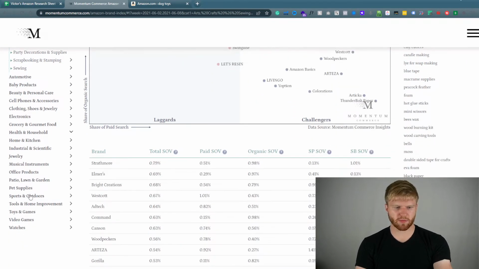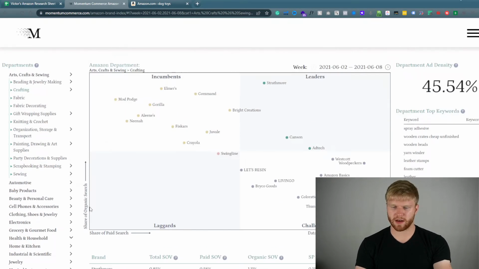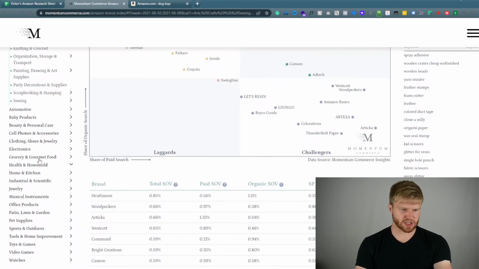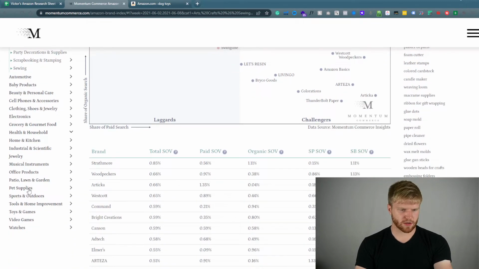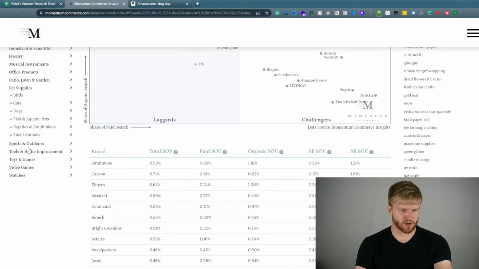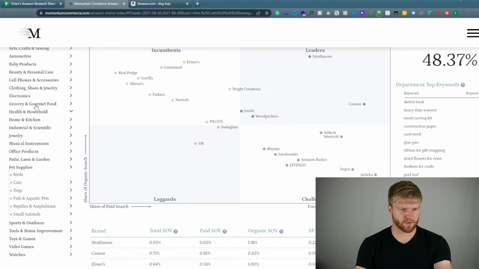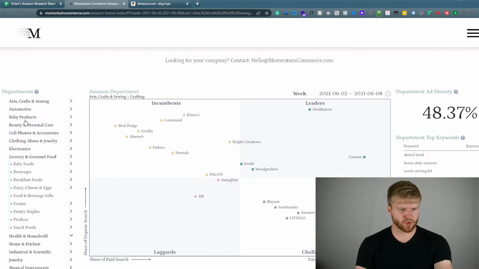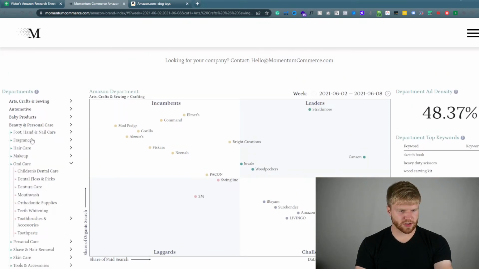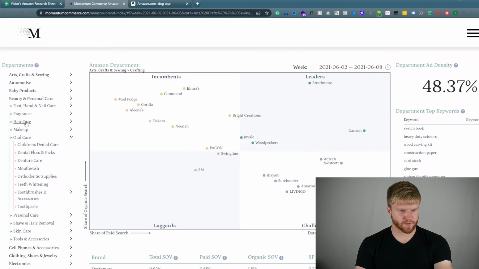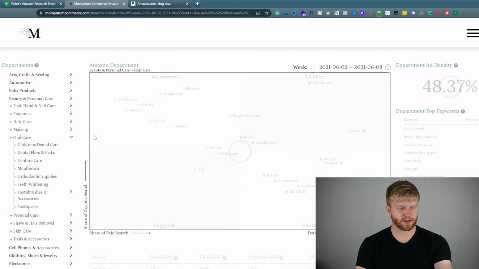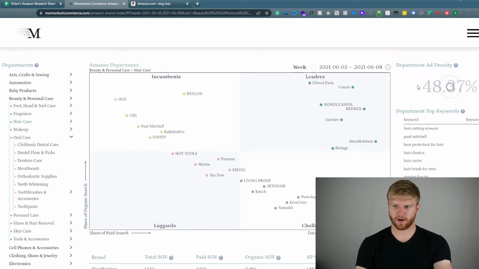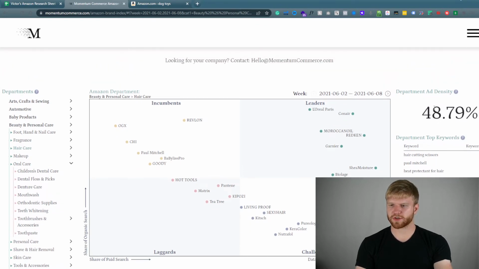So let's go to one of the more competitive categories. Let's go to the supplement space. Grocery. Let's do grocery and food. Let's do beauty. Let's do beauty. Hair care. Let's try this. Let's see the overall in hair care. So we're looking about 48%.